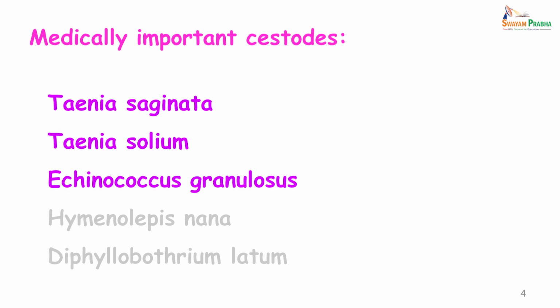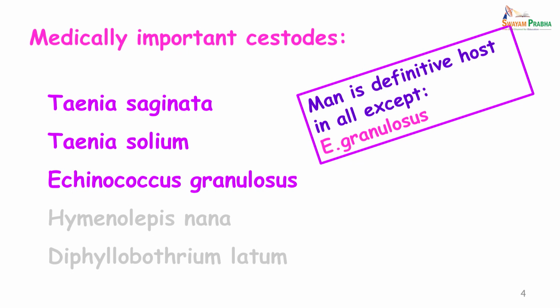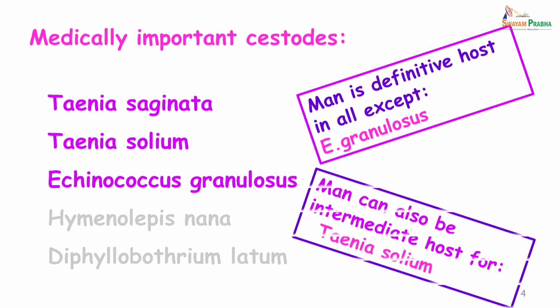There are 5 medically important cestodes, of which in today's lecture we will be covering Taenia saginata, Taenia solium and Echinococcus granulosus. We have to remember that man is the definitive host for all of these except Echinococcus granulosus, and man can also be intermediate host for Taenia solium.